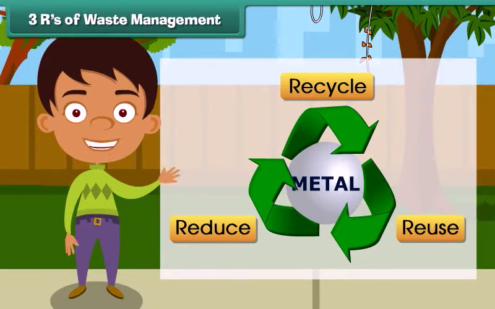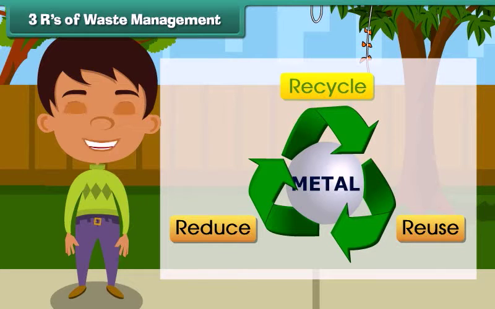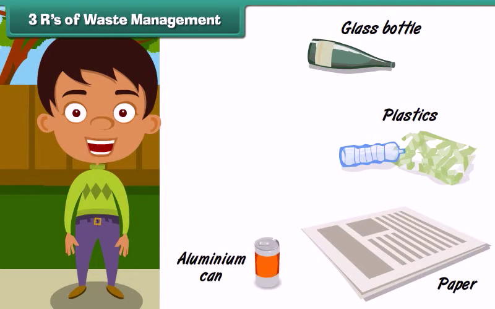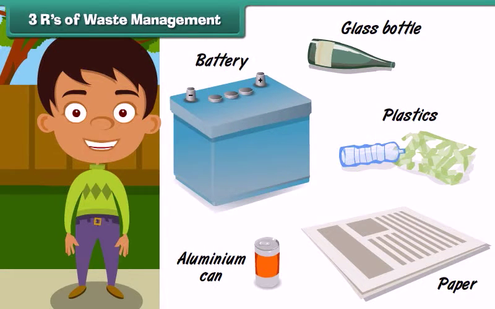3 R's of waste management. The first R stands for recycle. Recycle is to process old, used items in a way that they can be used to make new products. For example, items made of glass, plastic, newspapers, aluminium cans, and batteries can be recycled to make new products.